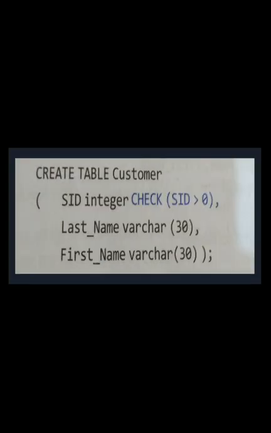Okay, then we have a check constraint. Check SID greater than 0. So we cannot use a value 0 or less than that for SID. This is a check for this.